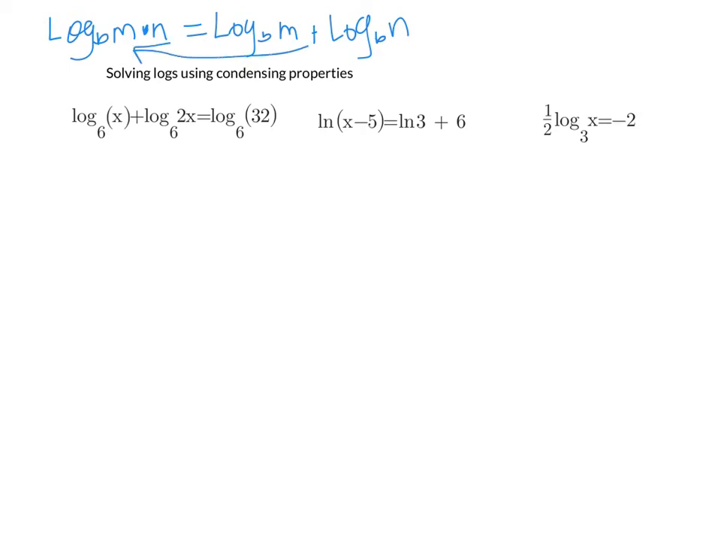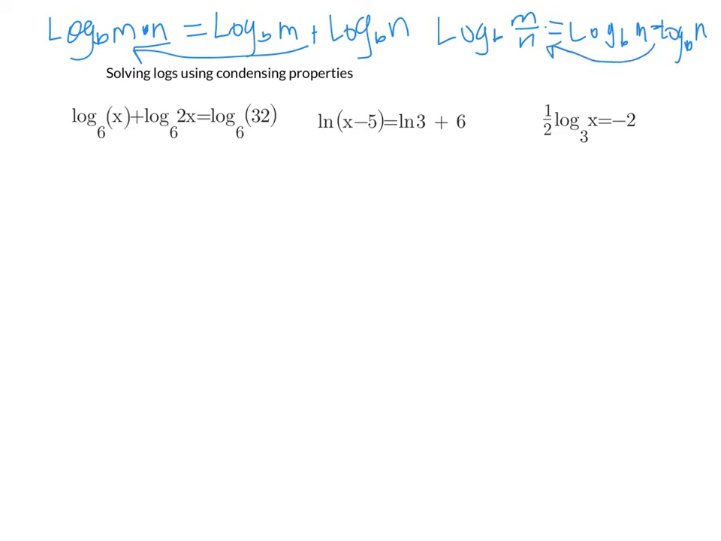Our quotient property says if I have the log base b of m divided by n, that's the log base b of m minus the log base b of n. And again, if we see subtraction, we're going to be going backwards, and we're going to write it as division.